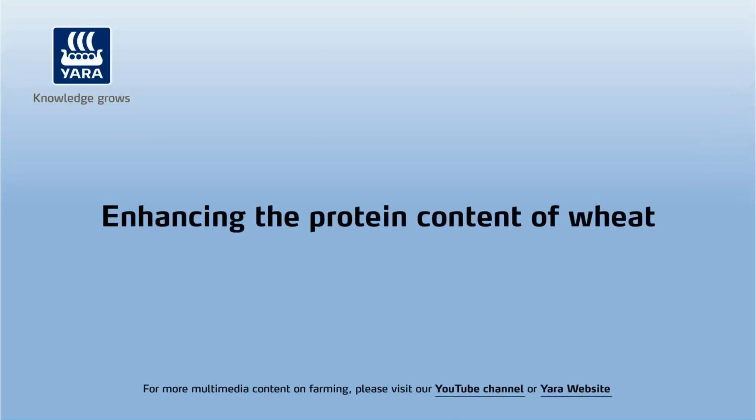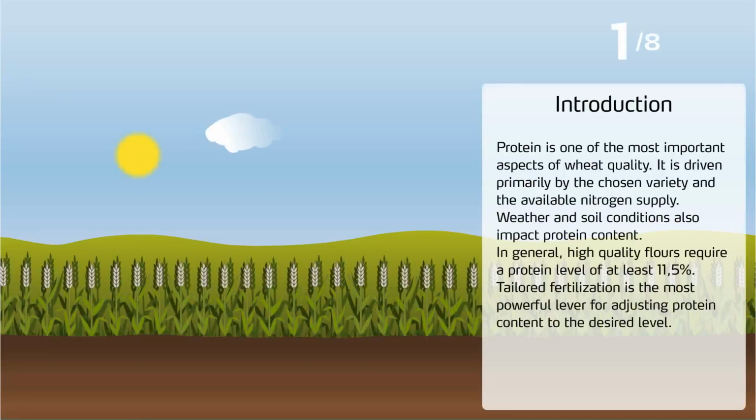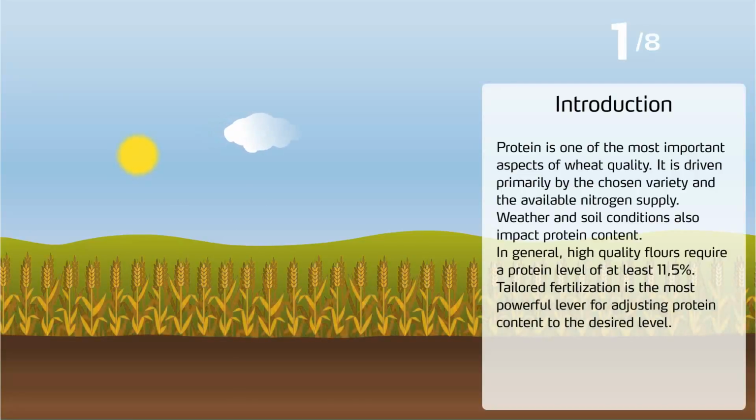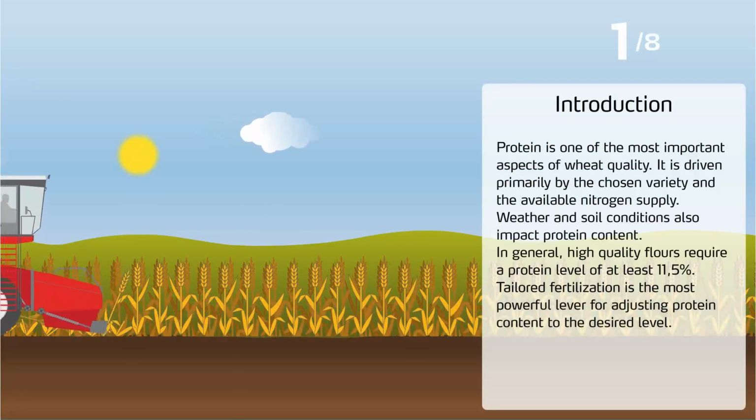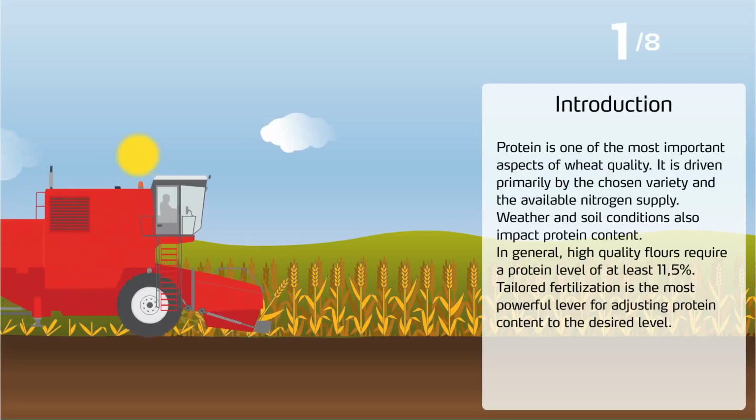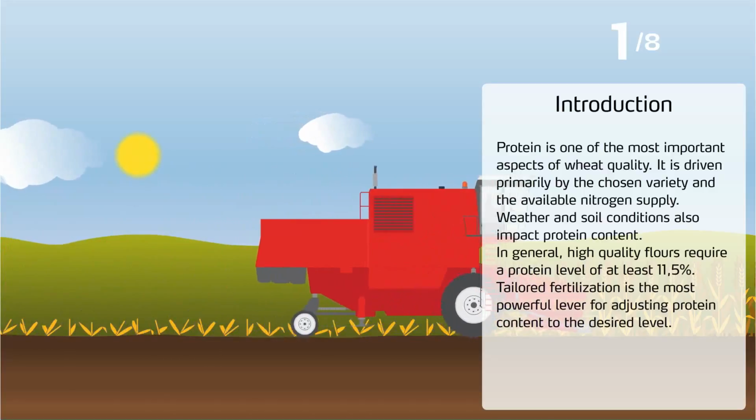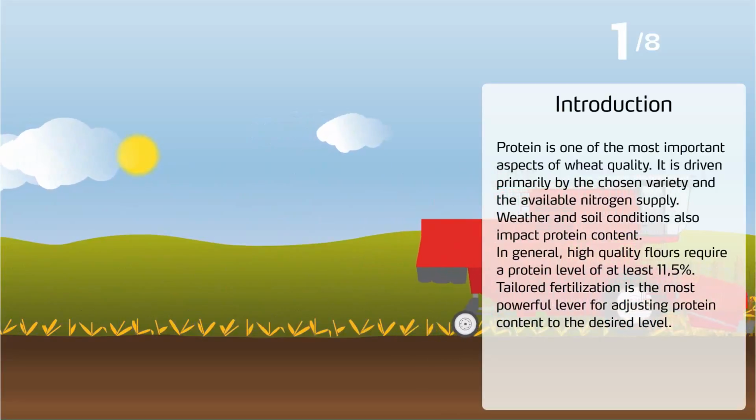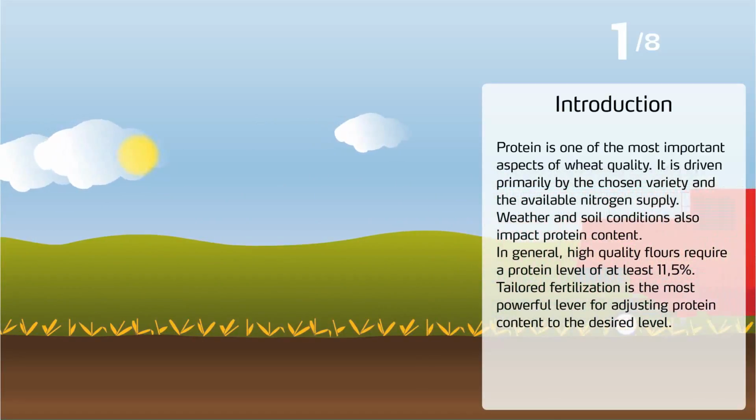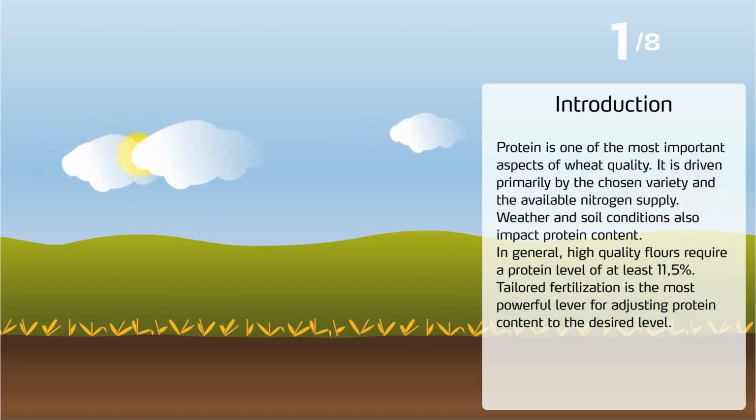Enhancing the protein content of wheat. Introduction. Protein is one of the most important aspects of wheat quality. It is driven primarily by the chosen variety and the available nitrogen supply. Weather and soil conditions also impact protein content. In general, high-quality flours require a protein level of at least 11.5%.